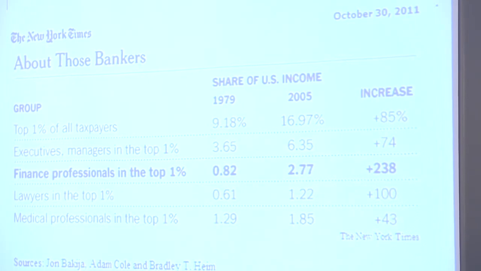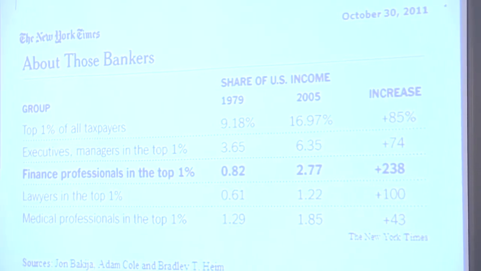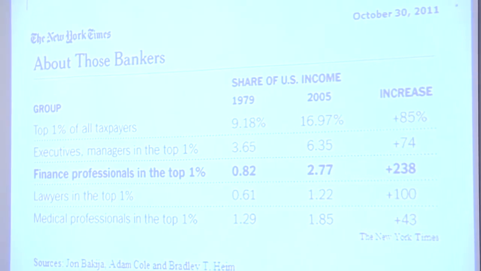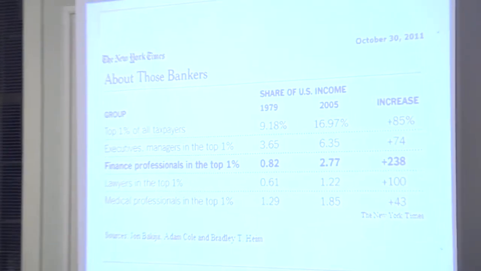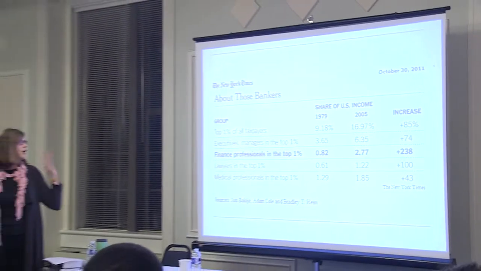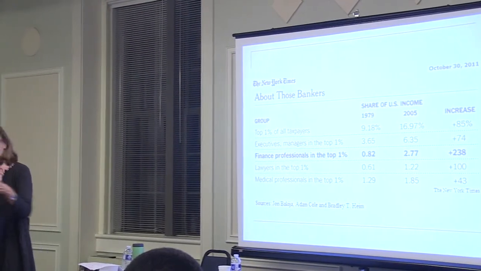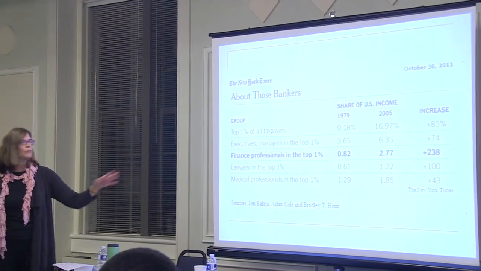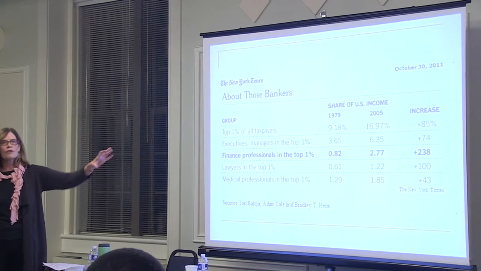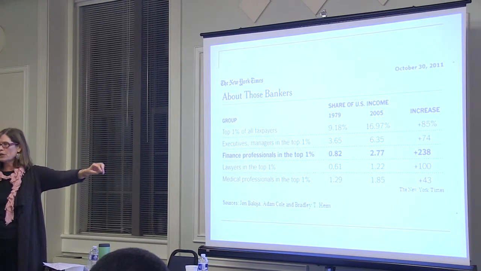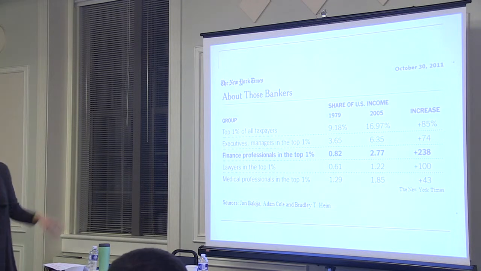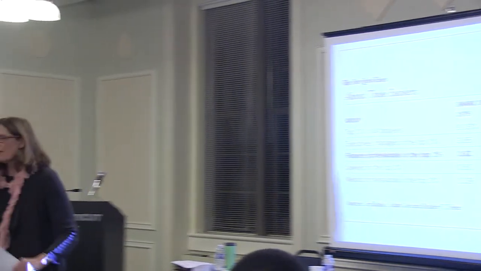So executives and managers have gone from 3.65 to 6% of total income. Finance professionals, so this is the Wall Street people, have gone from less than 1% to 2.7%, so they've had almost a 300% increase in their income. And actually doctors, who we think make way too much money, have not fared as well as these other professions in this process.